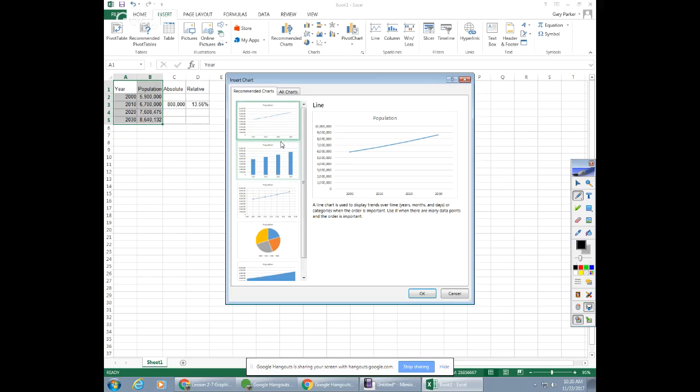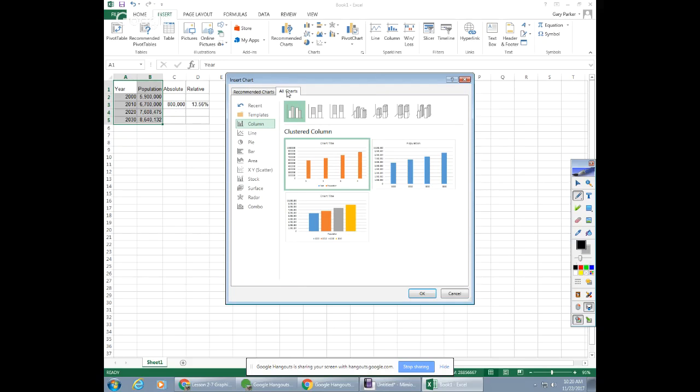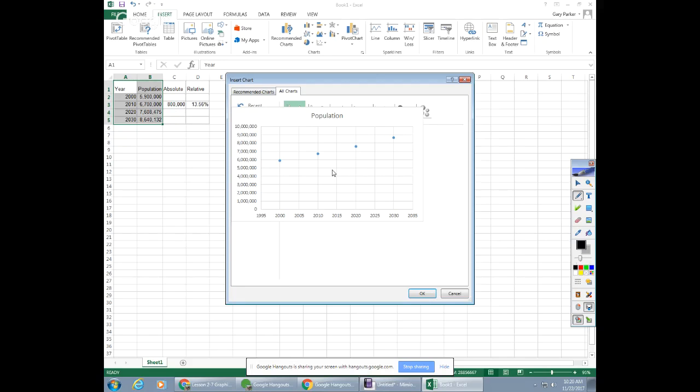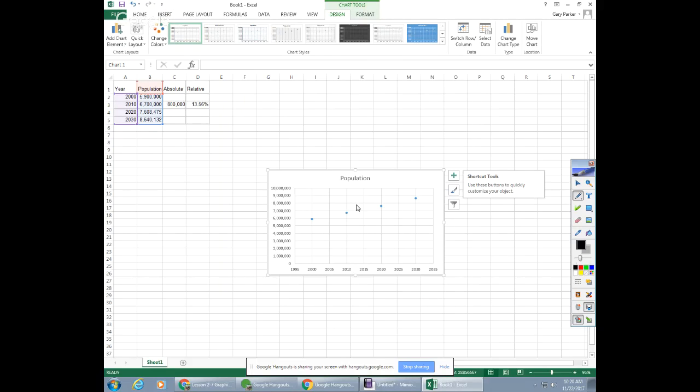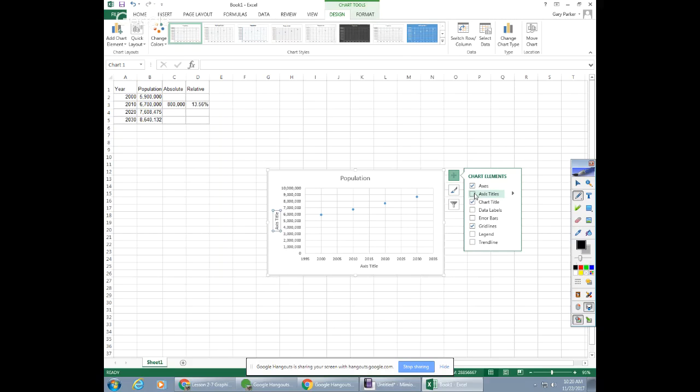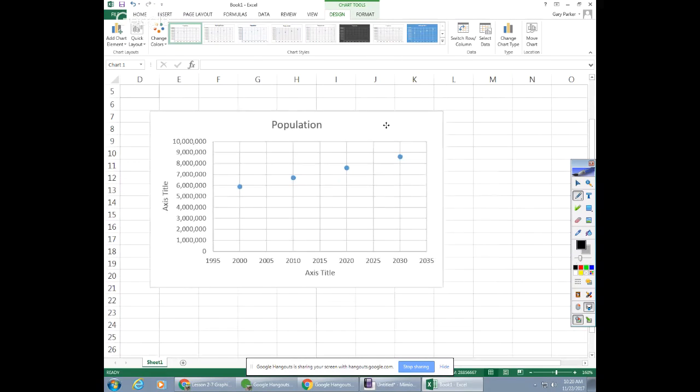So I'm just going to scroll down. They don't have just points. So I'm going to shift over to all charts. And I want a scatter. That means plot points. And there it is for me. And so I just pop it in there. Once it's in there in Excel, then I can start editing the chart stuff. Like I might want some other titles on the axis. So if I click that, it'll throw them in there. Time maybe.